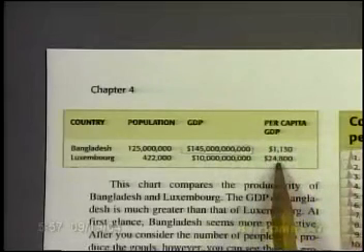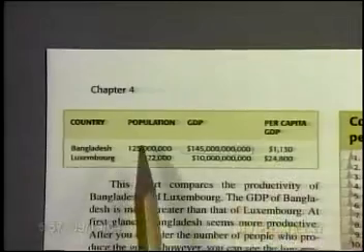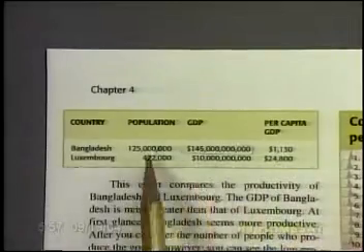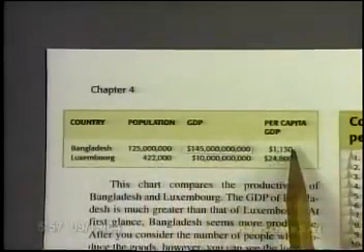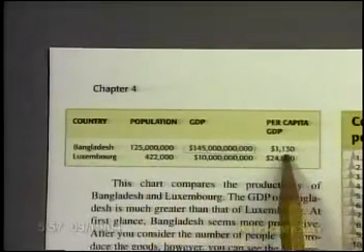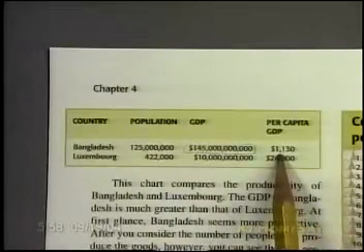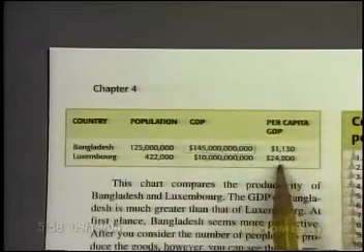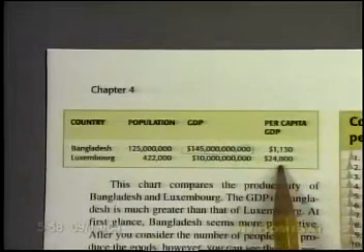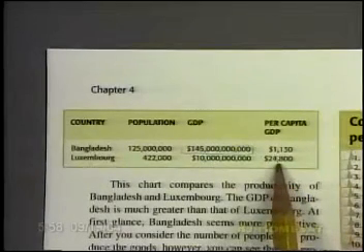It's a huge difference. This was the idea of the family. One family can make more than the other, but if they have a lot more kids, their per capita income is going to be lower. Bangladesh, $1,130 a year. That's not very much compared to United States standards. In Luxembourg, $24,800 per person a year on the average. So it's a much more wealthy nation.